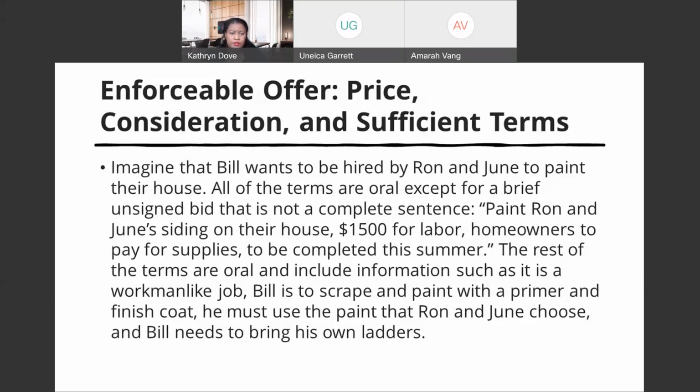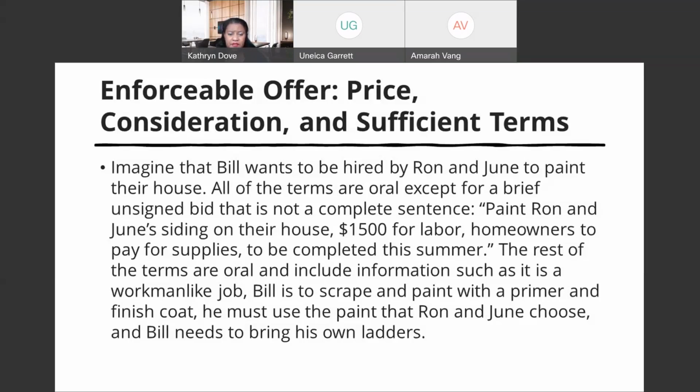An enforceable offer: price, consideration, and sufficient terms. Imagine Bill wants to be hired by Ron and June to paint their house. All of the terms are oral except for a brief unsigned bid that is not a complete sentence. Paint Ron and June siding on their house, $1,500 for labor, homeowners to pay for supplies, to be completed this summer. The rest of the terms are oral and include information such as it is a workman-like job done in good faith. Bill is to scrape paint with a primer and finish coat.